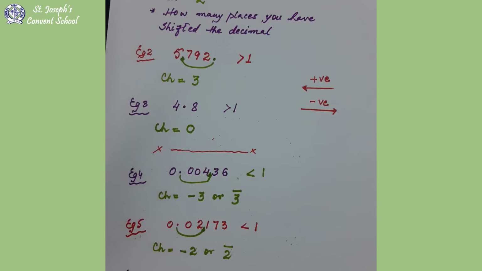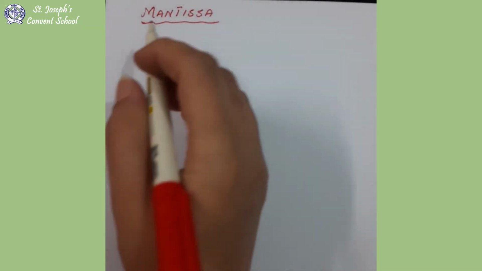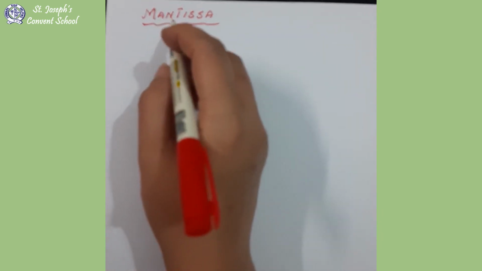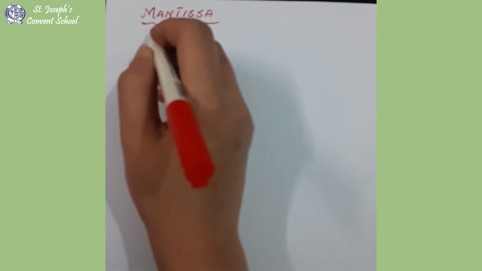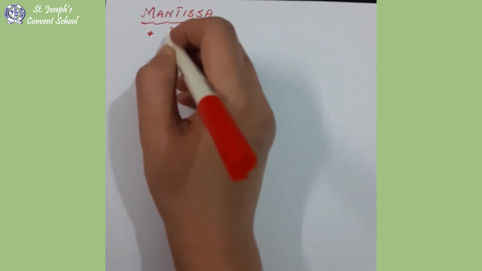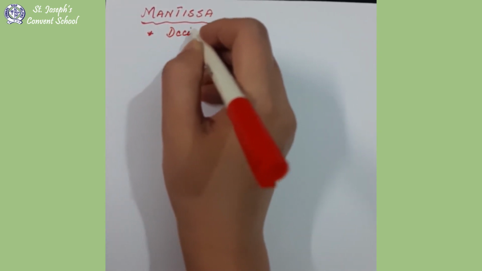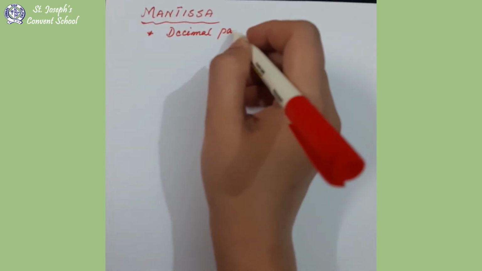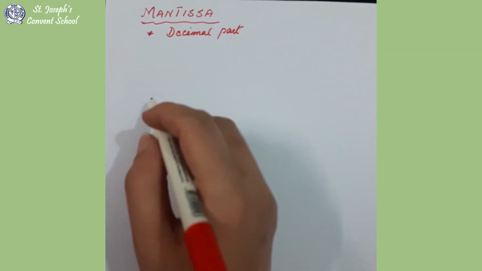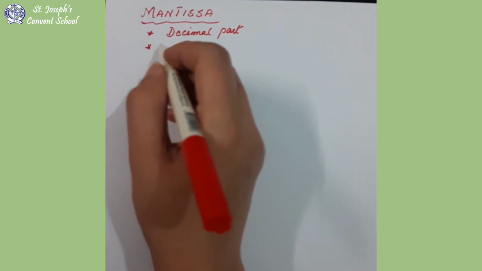Now after finding the characteristic, let's move on to the next step, that is the mantissa. I'm going to explain how to find the mantissa. The mantissa is the second part of the common logarithm. Mantissa is actually the decimal part. It means you always write it with the decimal, and it is always positive.